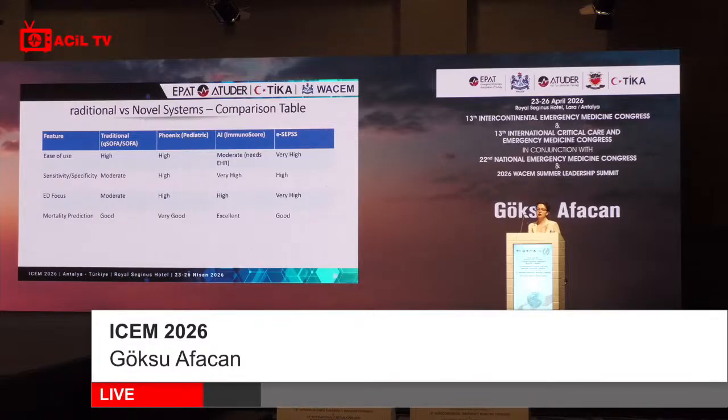And this table summarizes the key differences. Traditional scores are easy to use but offer only moderate performance. The Phoenix score exists in pediatrics with high sensitivity and specificity. AI-based tools like ImmunoScore deliver excellent predictive power, while tools like eSepsis prioritize simplicity and emergency department applicability. Overall, novel sepsis systems provide a better balance between practicality and accuracy.